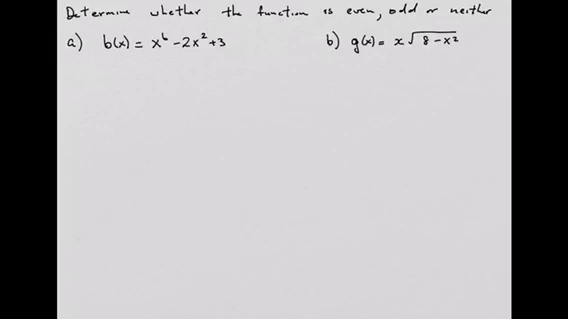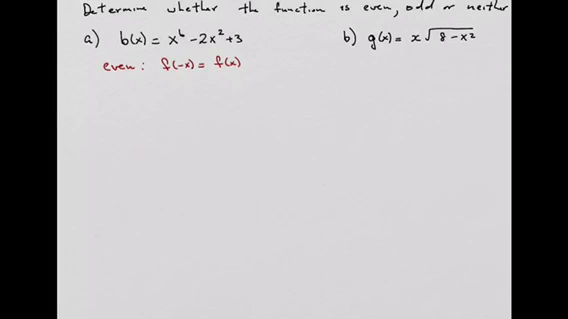We're now looking at whether the function is even, odd, or neither. To find out which one, we know it could be even, it could be odd, or it could be neither. For even, you should recall that f of minus x equals f of x. So in our equation, b of minus x must be equal to b of x. Let's see if that is true.